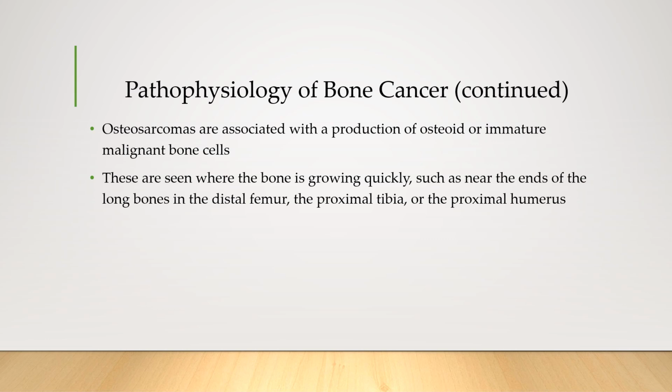Osteosarcomas are associated with a production of osteoid or immature malignant bone cells. These are seen where the bone is growing quickly, such as near the ends of the long bones in the distal femur, the proximal tibia, or in the proximal humerus.